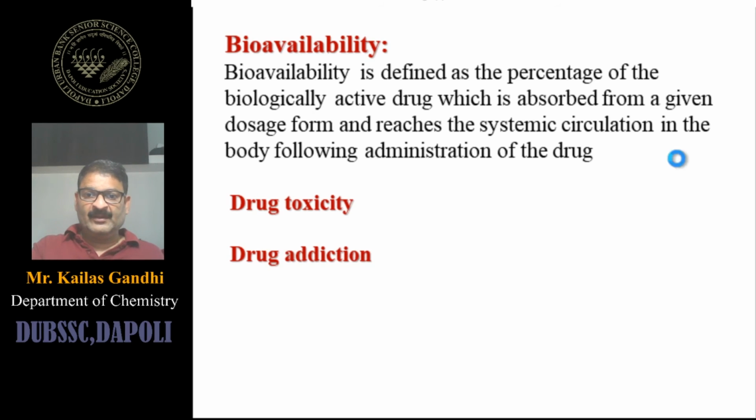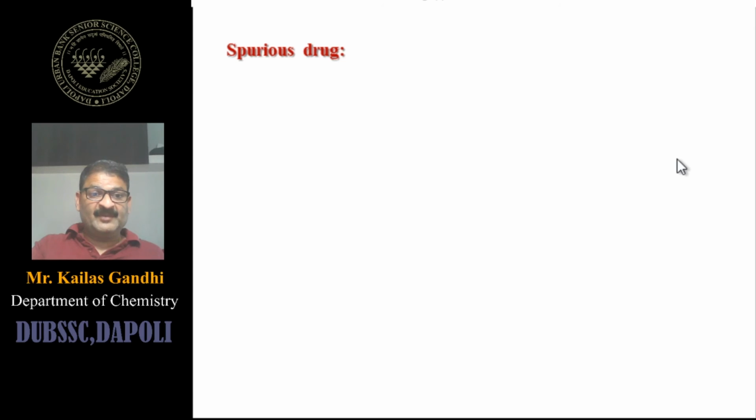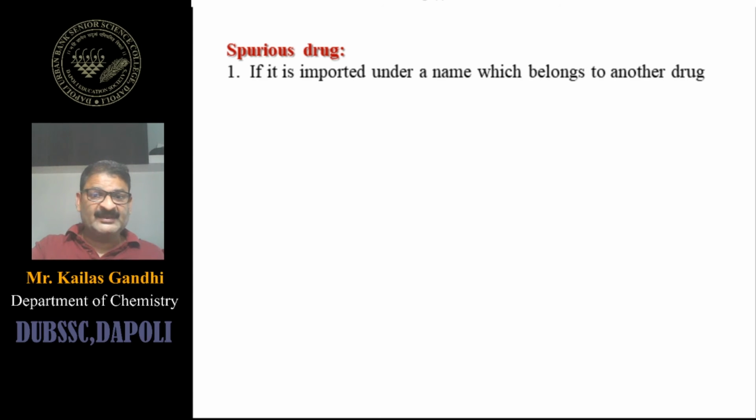Next term is the spurious drug. When considering a drug as spurious, the first condition is if it is imported under the name which belongs to another drug, means the name is different and the drug is different, then we can consider it as a spurious drug.